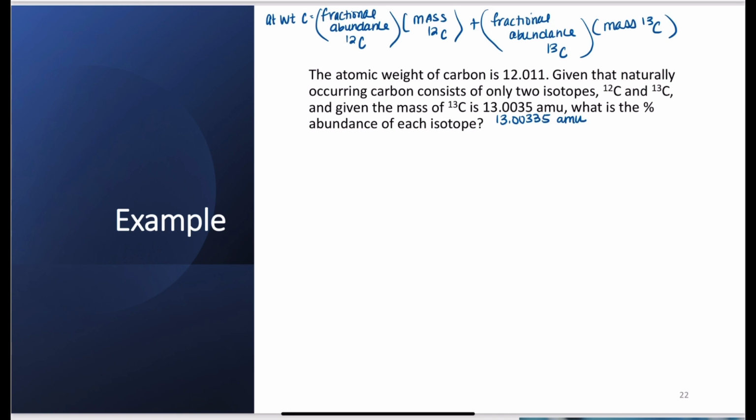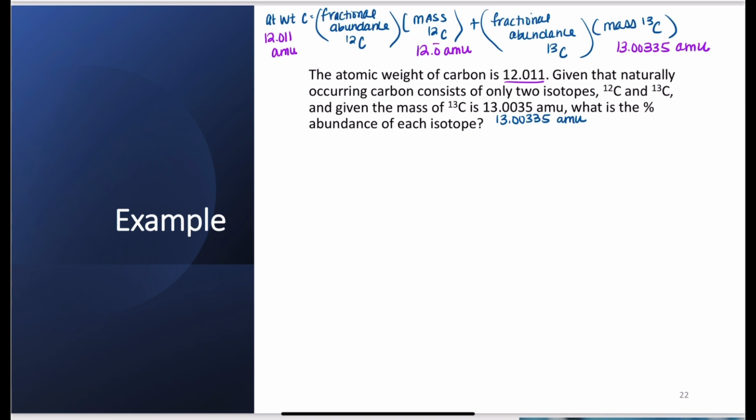I know it's telling me the atomic weight of carbon is 12.011, so I know this is 12.011 AMU. I'm told that carbon only consists of two isotopes, carbon-12 and carbon-13, naturally. Cool. And I'm told that the mass of carbon-13 is 13.00335 AMU. And I want to find the percent abundance of each isotope. Unlike the nickel problem, though, I'm not given the mass of carbon-12, but that's because that is the only mass I need to have memorized. I need to know this is exactly 12 AMU.